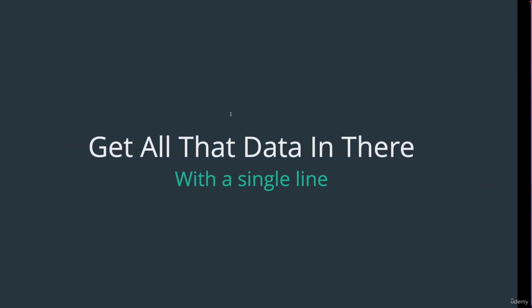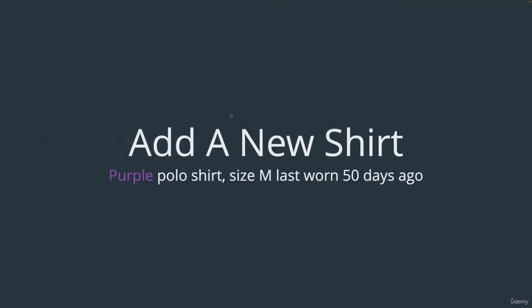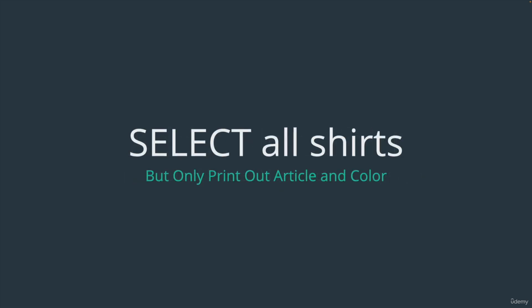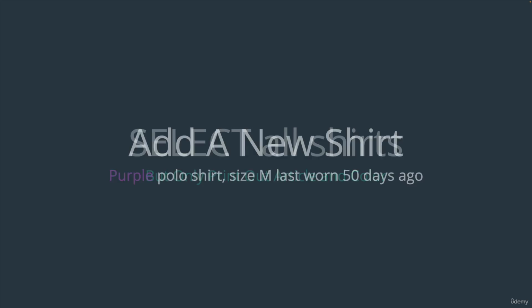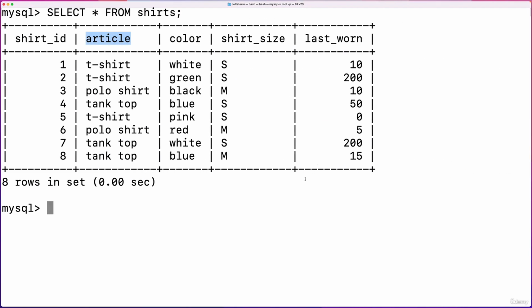So now that we have our data in, the next thing we're going to do is insert a new shirt. So I guess this is really the last thing that I want to do in this video, because then we move on to reading and selecting. But we've got one more part of the creating part of CRUD. Add a new shirt, purple, polo shirt, medium, last worn 50 days ago.